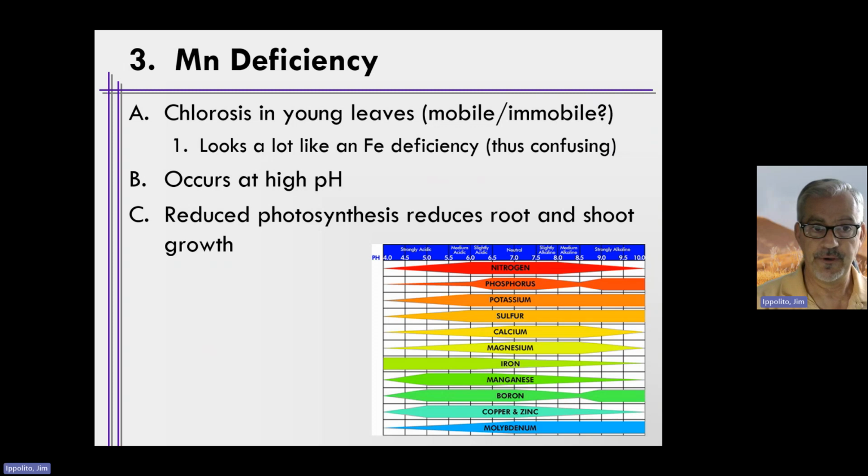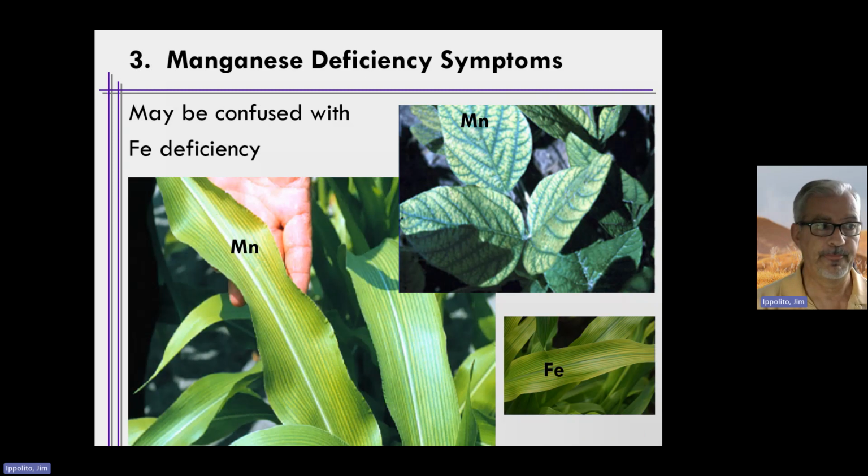When manganese is deficient, we see reduced photosynthesis and we see reduced root and shoot growth as well. So let me share with you some pictures. Here's manganese deficiency in soybean in the top right-hand corner, and you can see it's interveinal chlorosis. It may be hard to tell that it is found in newer leaves, but it is found in the newer leaves, or the leaves that are highest up in the plant.